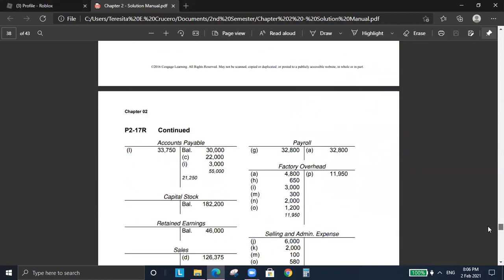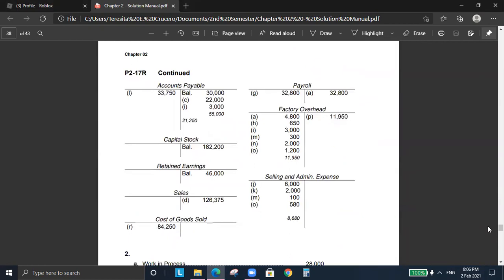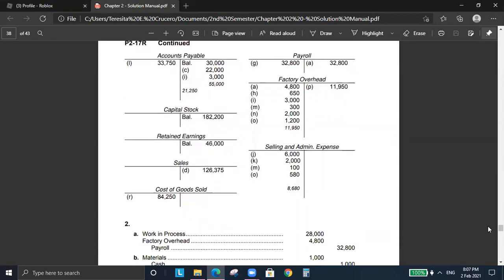Okay. So we have this so far, the longest problem. Actually, this is already a review for chapters 1 and 2, with 6 requirements. Again, I'm going to have this screen shared. Let's begin with requirement number 1. We have to set up the accounts and enter the balances as of October 1.